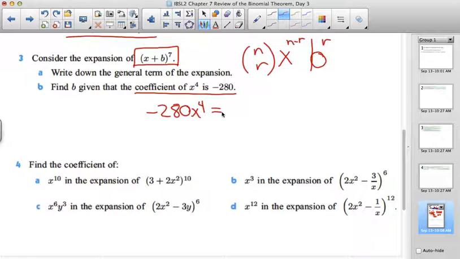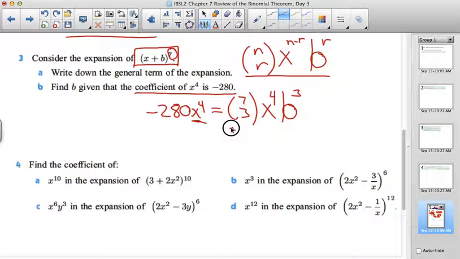So, if we're looking at this general term of the expansion, n choose r is going to be 7 choose something, I'll leave that blank for now. X we want to be to the 4th power. So x has to be to the 4th, and that means b has to be to whatever we'll add with 4 to get 7. So obviously that's 3, and that tells us what the r is for our combination as well.